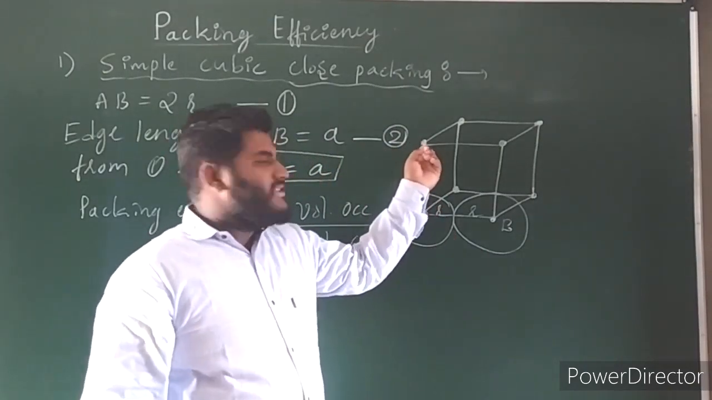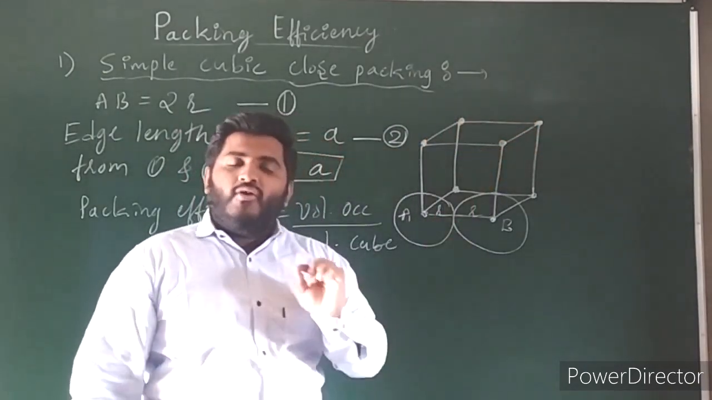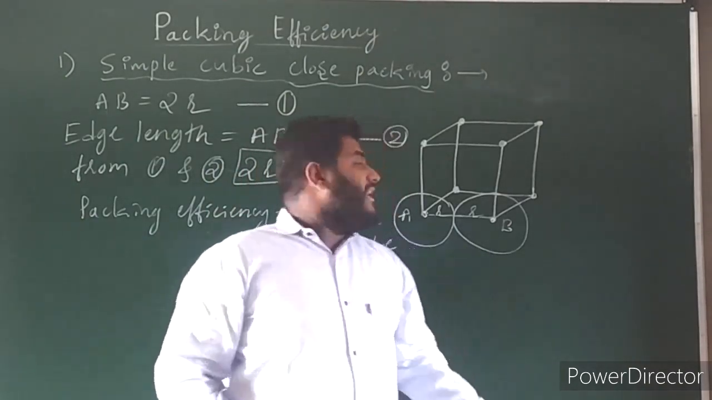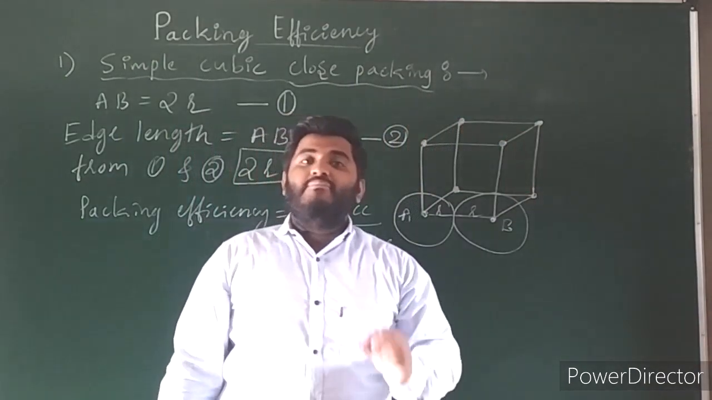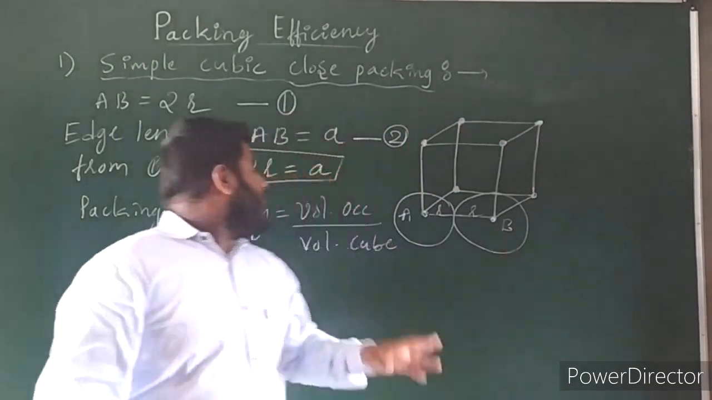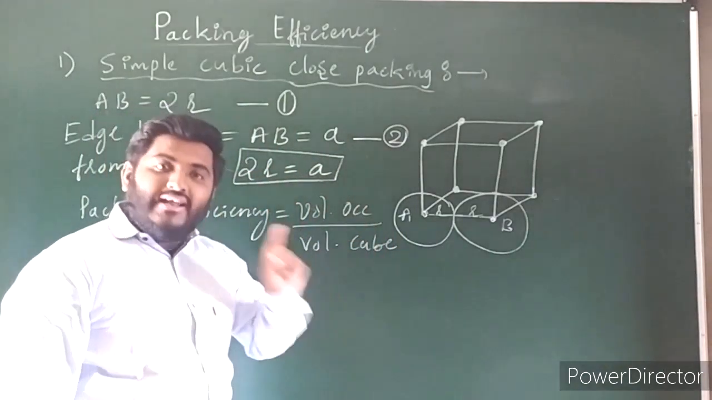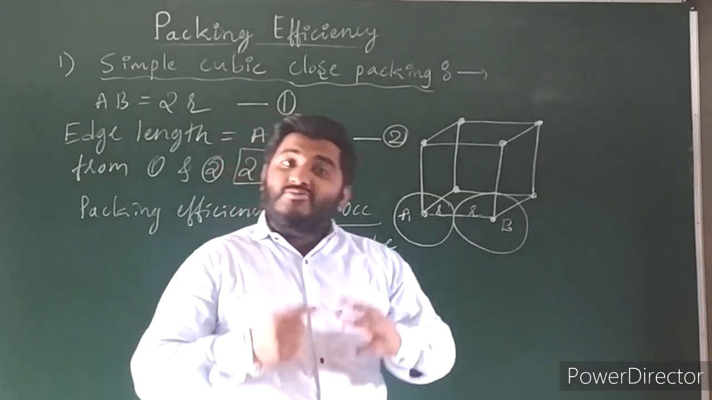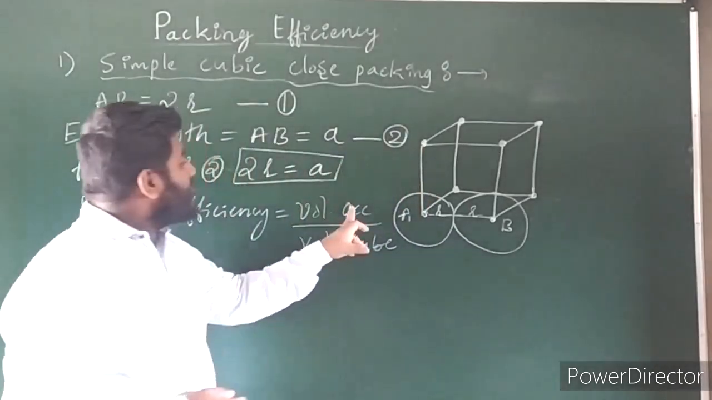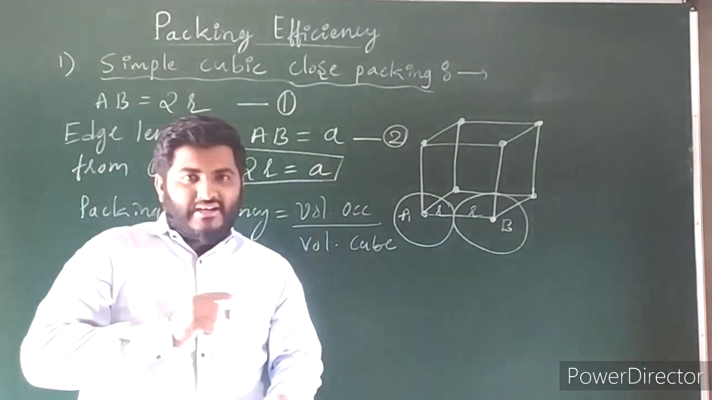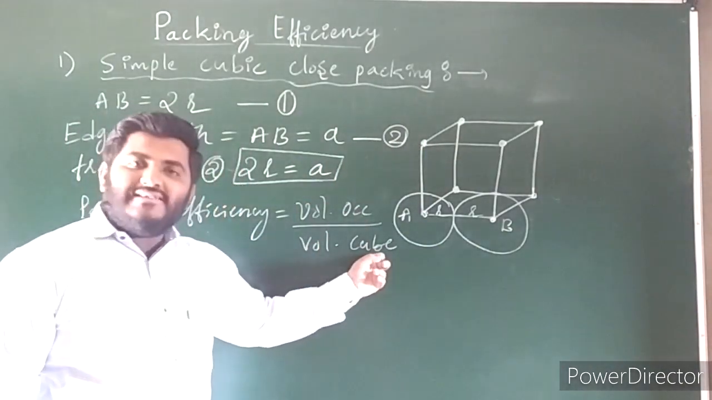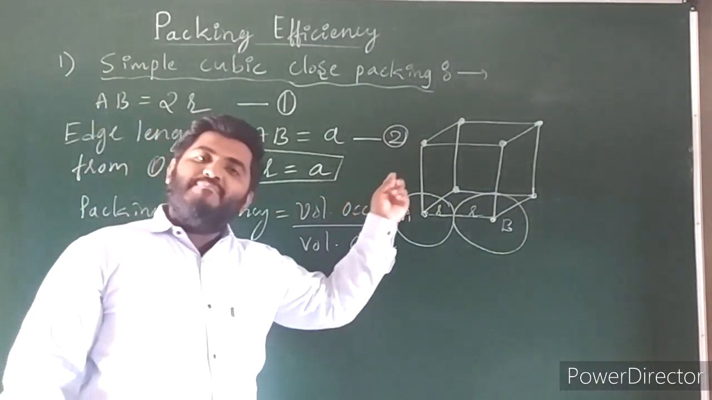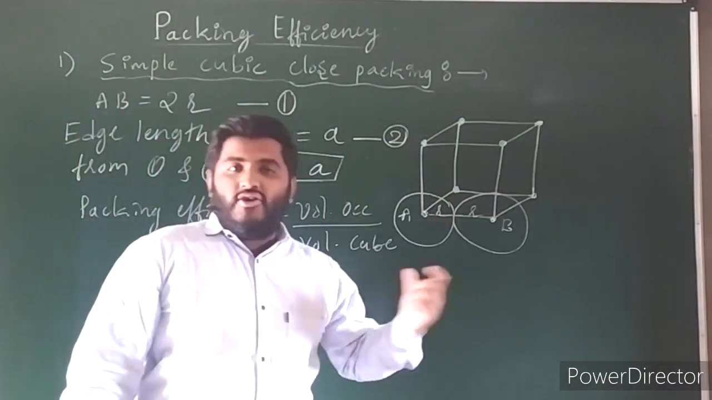So why does 1 come? See here, 8 corners are there. Each corner share is 1 by 8 part. 8 into 1 by 8 means the 8 gets cancelled, 1 remains. Therefore, for a simple cubic lattice, the number of atoms per unit cell is 1. So volume occupied will be 1 into the volume of the sphere. Why sphere? Because atoms are considered as spheres in this case. So volume occupied is 1 into volume of the sphere, divided by the volume of the cube, which we have already discussed: a cube. So 1 into 4 by 3 pi r cube, divided by a cube.